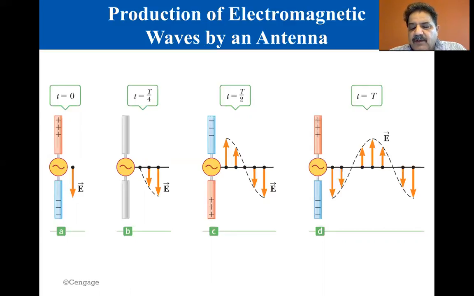Also, the magnitude of the field at any instant depends on the amount of charge in the rods at that instant. As the charges continue to oscillate and accelerate between the rods, the electric field is set up by the charges moving away from the antenna in all directions at the speed of light.